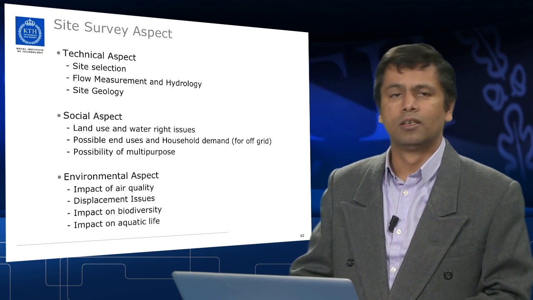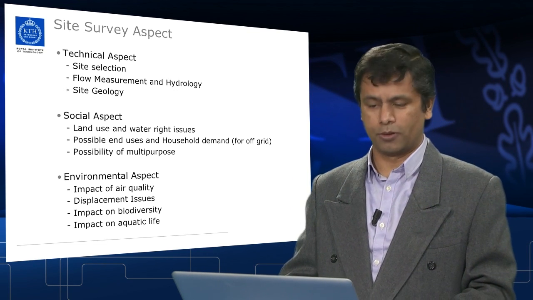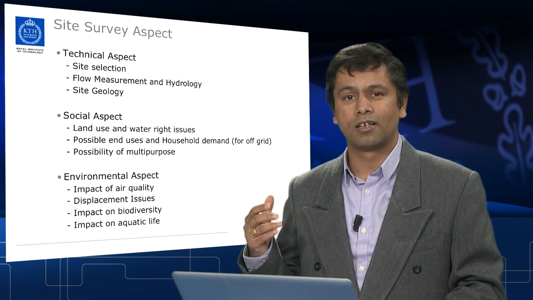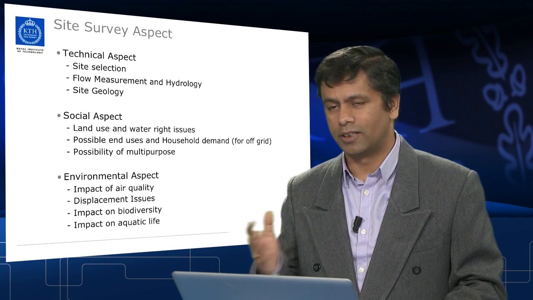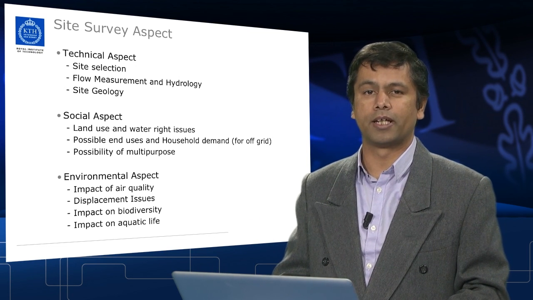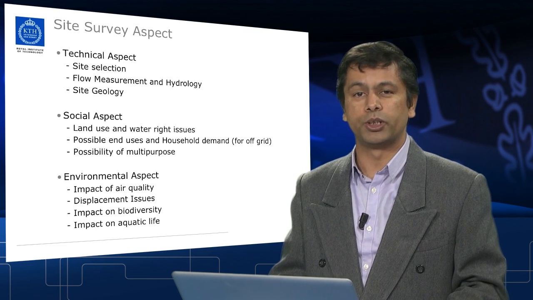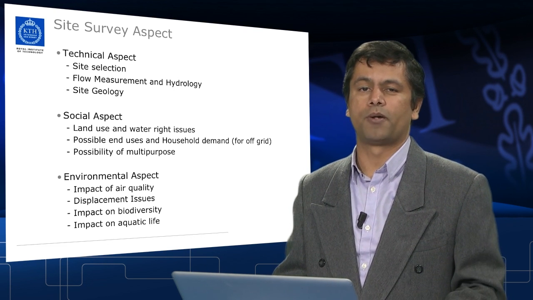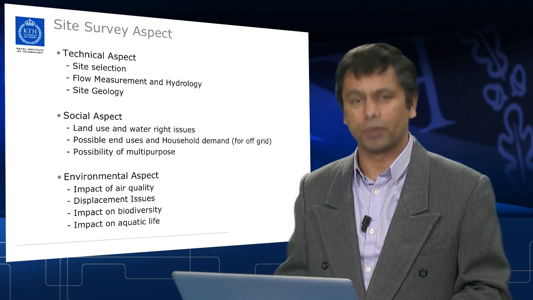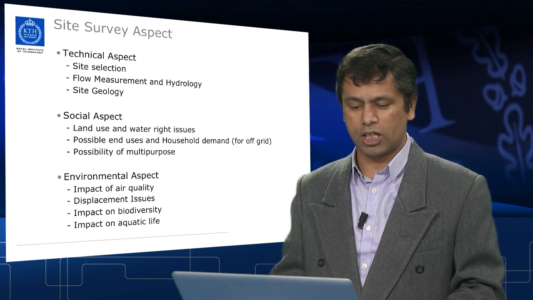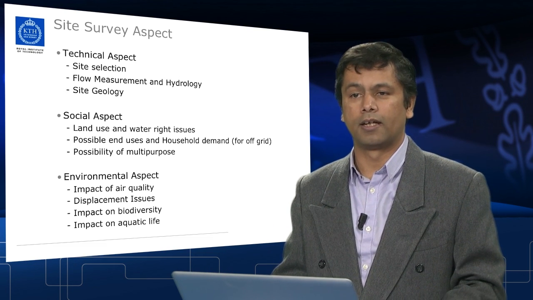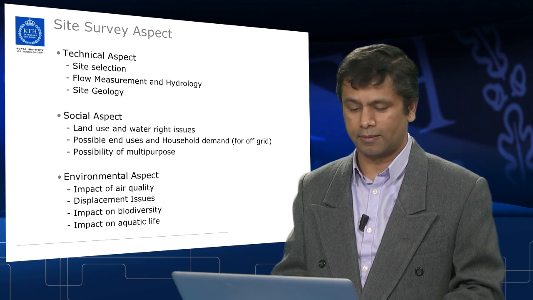It's also always better to design a multi-purpose project. If there are already existing canals, such as irrigation canals, available there, then such infrastructure could be used for power generation. In that case, the project might be much more economic. So these aspects have to be thought of while doing the survey, and this also impacts your design.